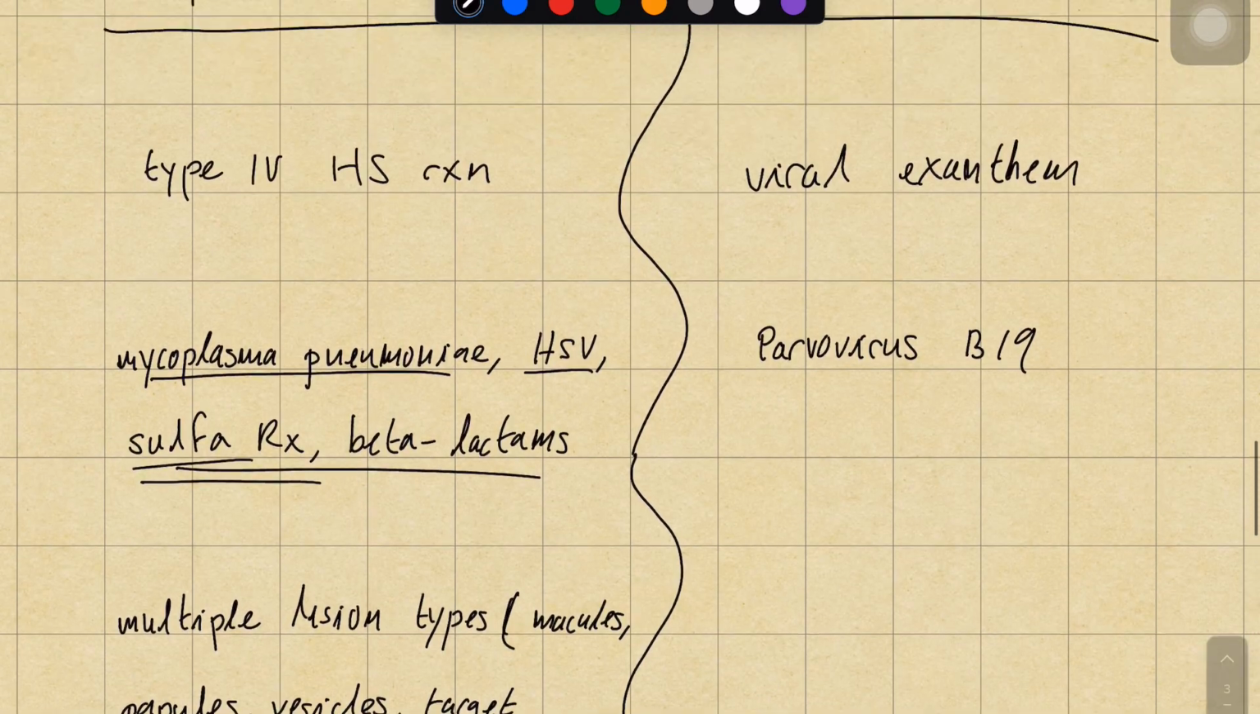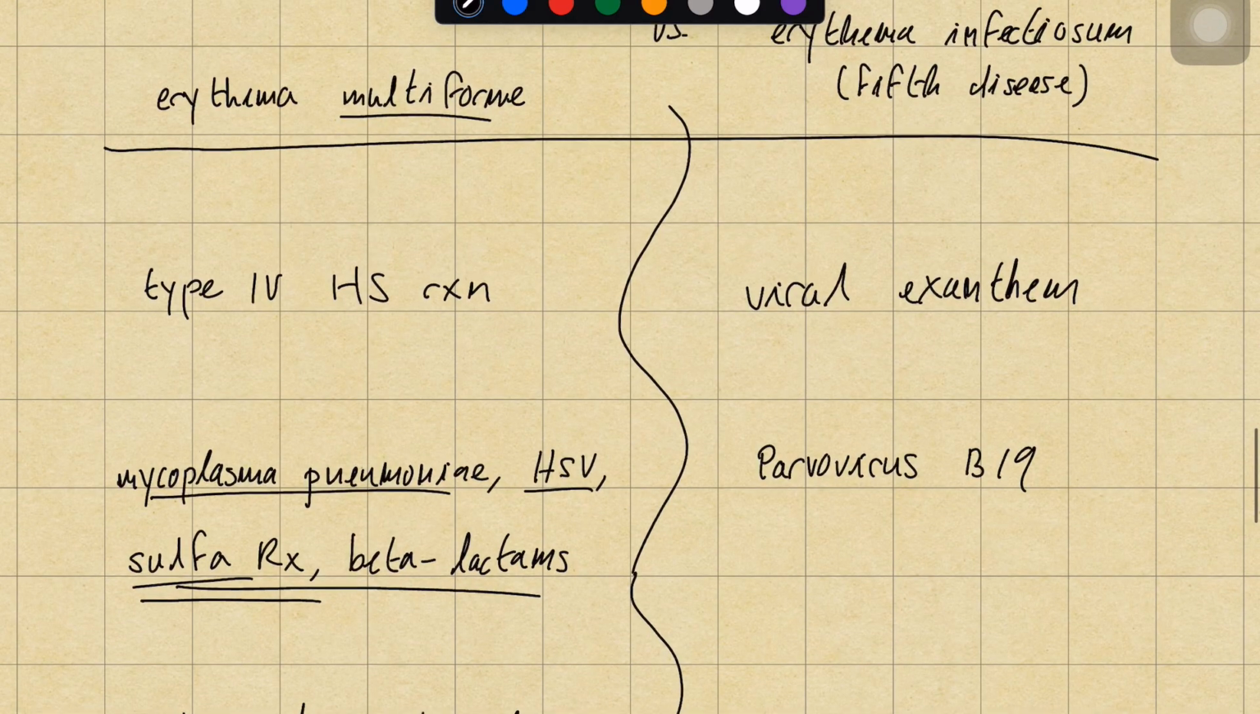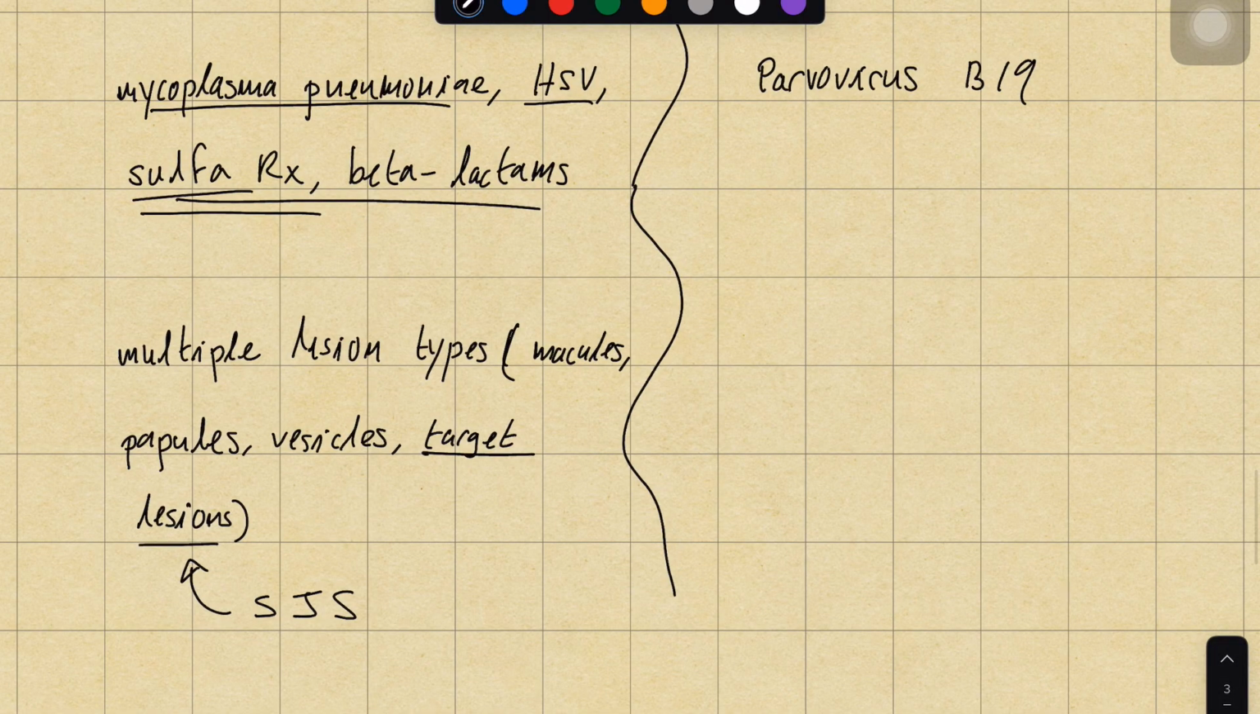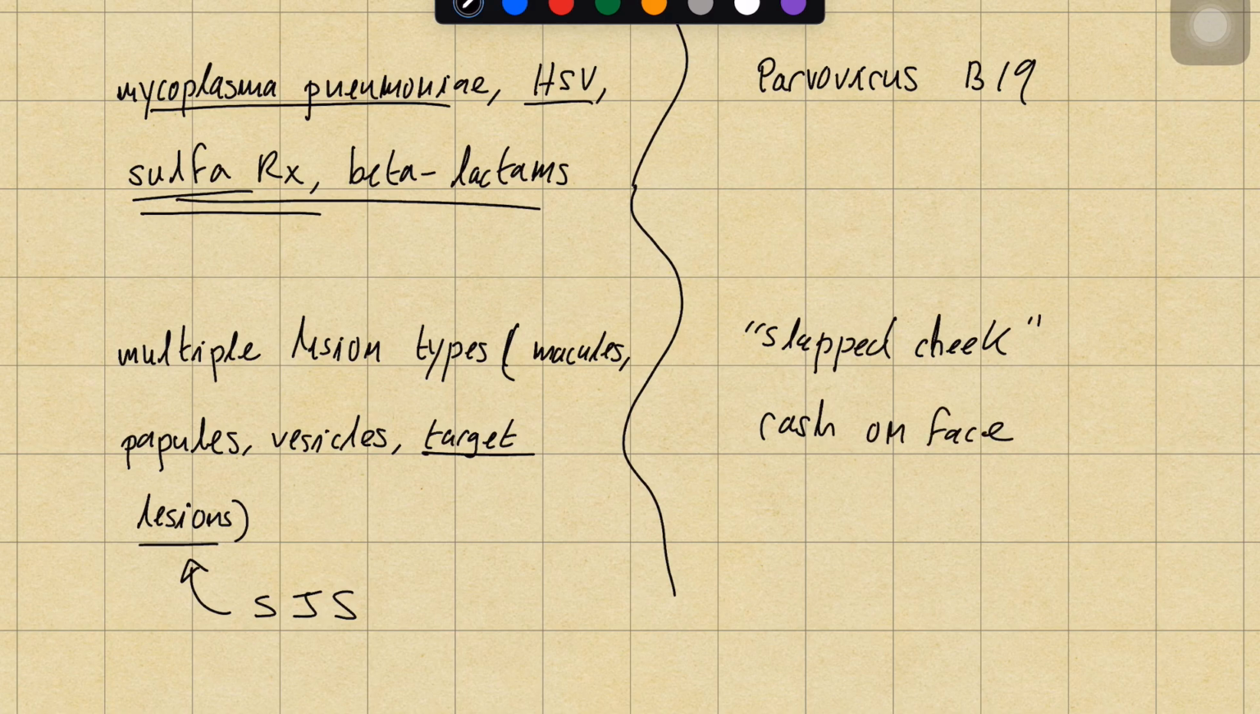Now, with parvovirus B19 and erythema infectiosum, or fifth disease, what you really want to look for is the slapped cheek rash on the face of typically a child. It's more common in children.